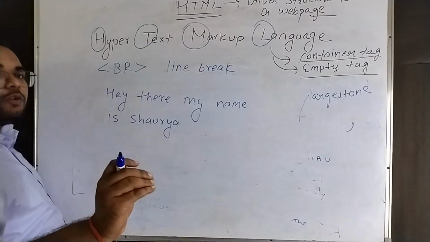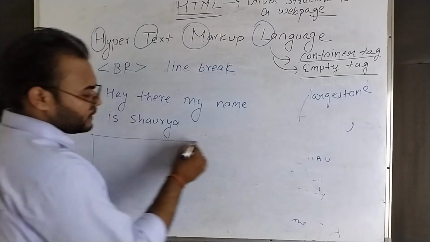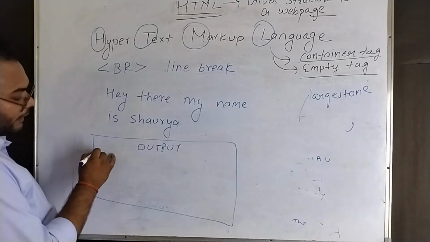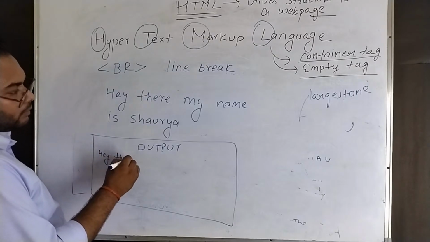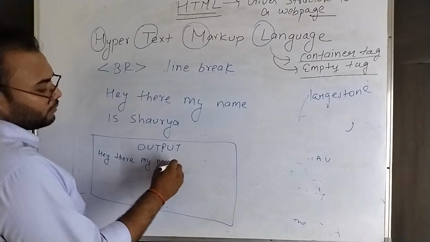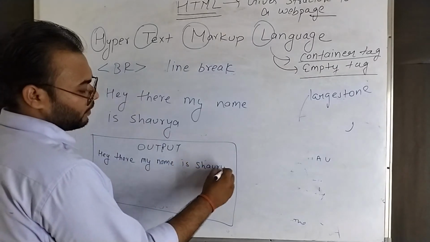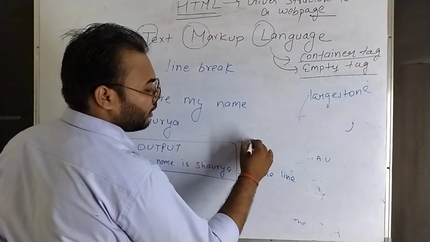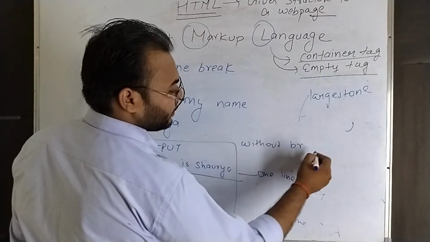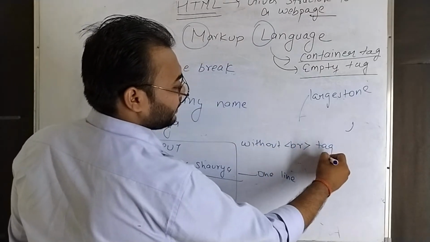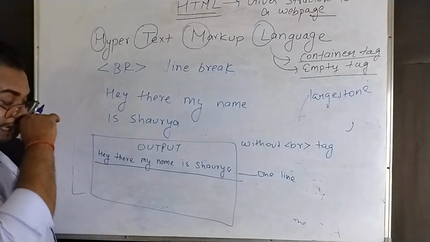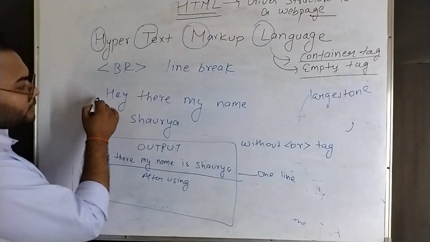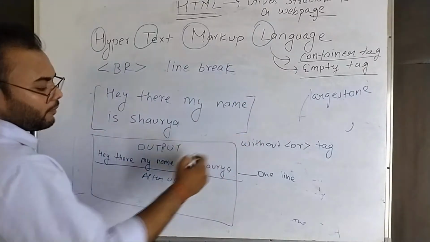Okay. Without using BR tag, it will give the output. What is the output here? Output क्या आएगा? अगर मैं इस प्रोग्राम को रन कराऊँ, it will give like this: Hey there, my name is Shaun. It comes in one line, एक ही लाइन में, without BR tag, without the BR tag. ये क्या होगा? एक ही लाइन में आएगा. But after using the BR tag, I want ना कि मेरा ये जो टेक्स्ट मैंने जिस तरीके से लिखा है, सेम इसी फॉर्मेट में मुझे आउटपुट में भी मिले.